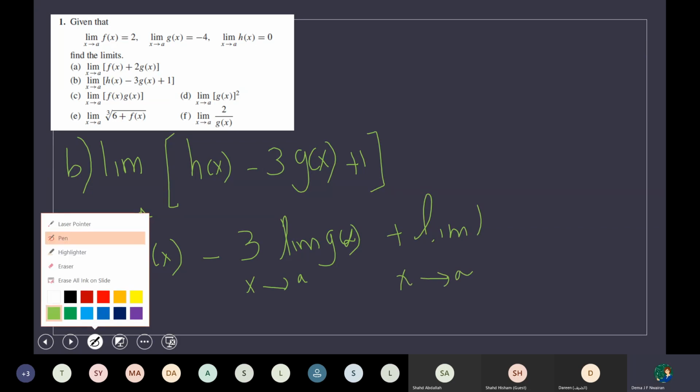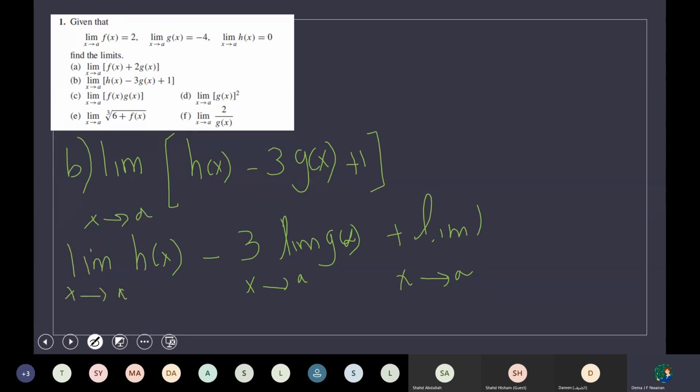Then after that, limit h of x when x approaches a is equal to what? It is 0, minus 3 times limit g of x when x approaches a, which is negative 4, plus the limit of 1. The limit of any constant is that constant, which is 1. So it will be 0 minus negative 3 times negative 4 is 12, plus 1 is 13. So the answer here now is 13.